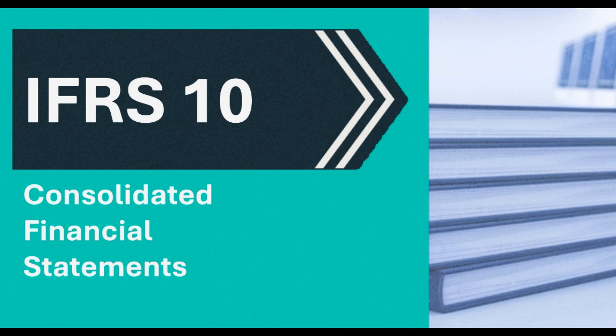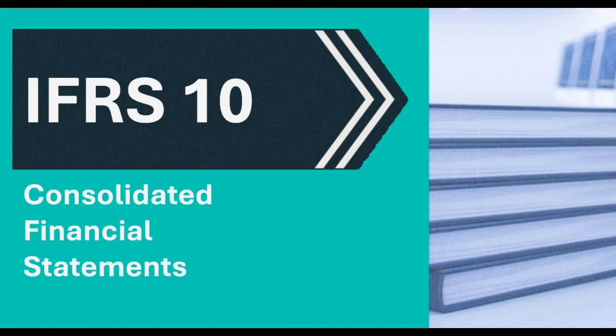Okay, so let's unpack this control thing. What does IFRS 10 actually mean by that? How do they define it? So IFRS 10 lays out this three-part test for control. You ready for this? I'm all ears. First, you need power over the investee. Second, you have to be exposed to or have rights to variable returns from your involvement. And third, you need to be able to use your power to actually affect the amount of those returns.